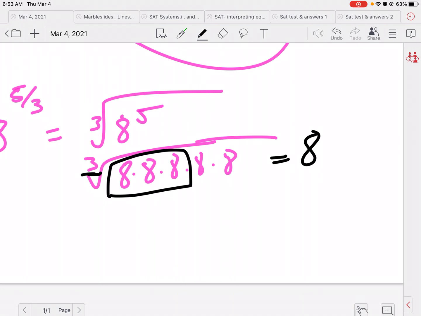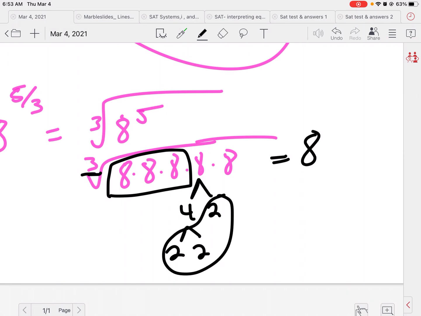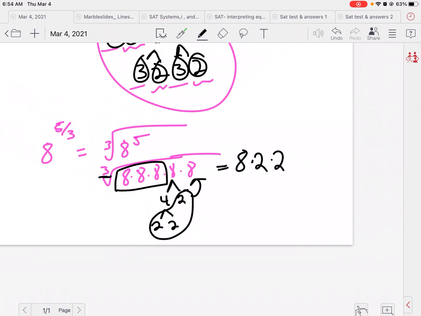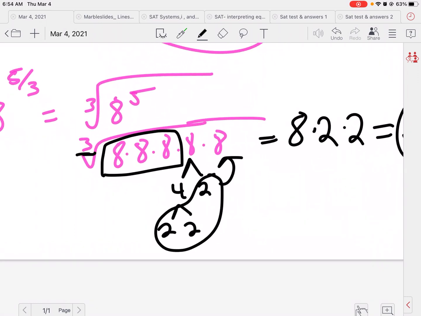But then these other 8's don't have a lot of buddies, so I'm going to break them down a little bit further. 4 and 2 and 2 and 2, and I see that I have a set of 3. There's a set of 3 for that 8, and this 8 would have the same set of 3, so I can pull out another 2. So 8 times 2 is 16, times 2 is 32. Now again, if you wanted to, you could break down all of these: 8 breaks down into 3 sets of 2, and I just keep repeating that.